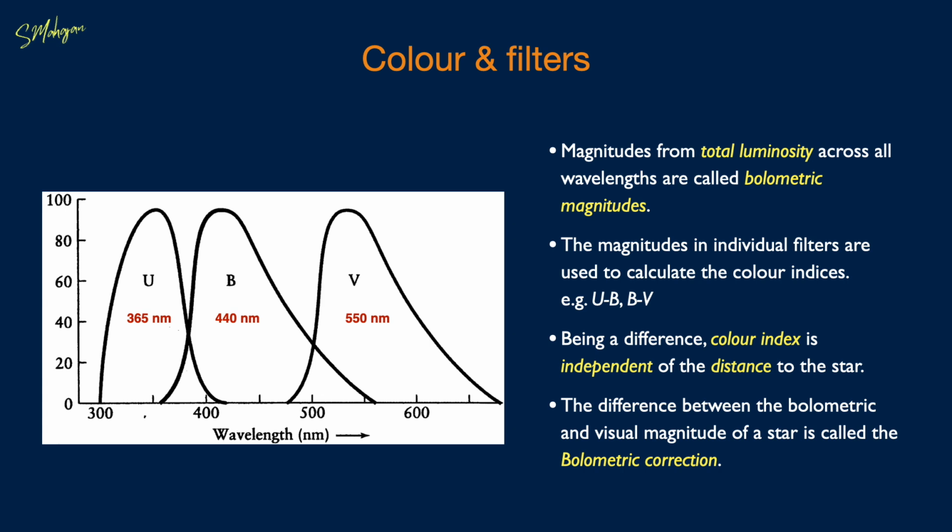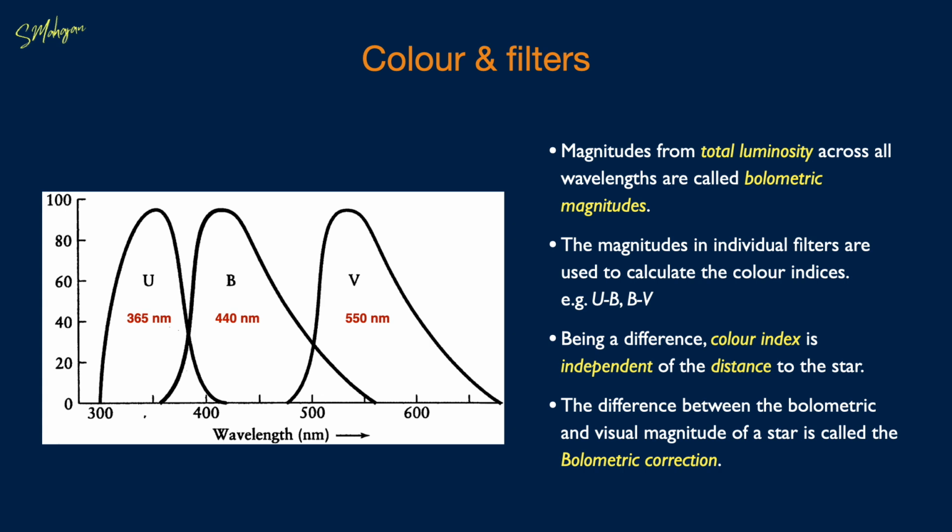A filter is a device which allows photons only in a certain wavelength band to pass through. As a consequence, the energy emitted by a star in a given filter can be converted to its apparent magnitude and, with the knowledge of distance, to absolute magnitude.